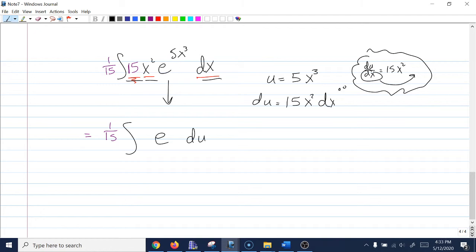e to the 5x cubed, I can call that u. Hey, I have it all in u's and not x's all in one go. I like this push in a 15, pop out a 1/15. I think it's good. Keep in mind, you can only pop out a thing that is a constant. If it was an x, then I would want to leave the 1/15 inside there.